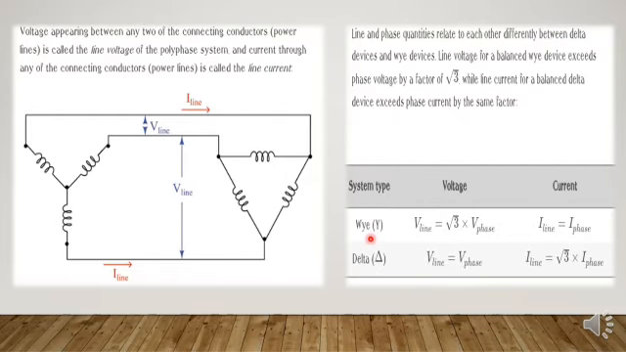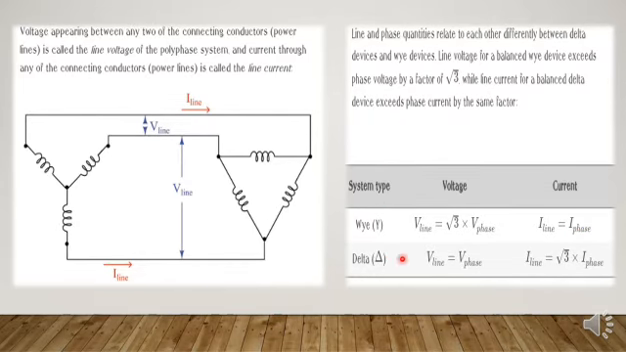So, sa system type naman, under ng Y, yung line voltage is equivalent sa square root of 3 times dun sa phase voltage. So, sinabi dito, sa Y device exceeds phase voltage by a factor of square root of 3. Tapos yun sa current naman is the same factor, I line and I phase.